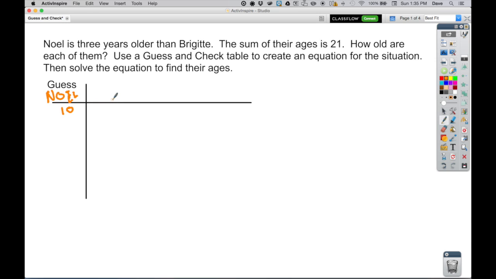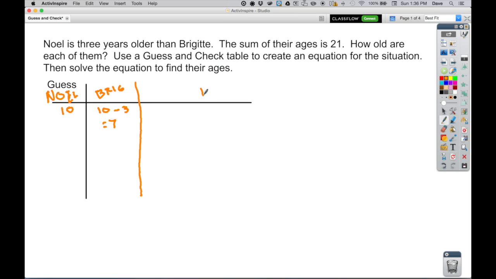Okay. So then I'd go back to the problem and I would just logically think to myself, all right, well, how can I check to see that this is the right answer or not? So if I look back at the problem, Noel is 3 years older than Brigitte. What I would do is go back to here, and I'd then make a column for Brigitte, and then figure her age out. Noel is 3 years older than Brigitte, so if Noel is 10, then this would be 10 minus 3. And so that'd make Brigitte 7. Okay, so now I've got their ages.